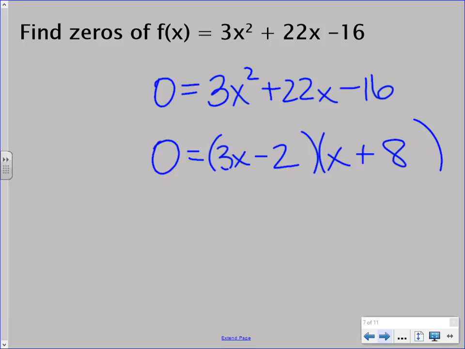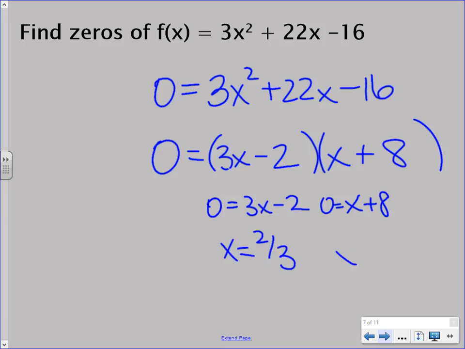So, we have 0 is 3x minus 2, and 0 is x plus 8. Set each factor equal to 0. x is 2/3. And x is negative 8. There are our zeros. If we have time at the end of class, I will show you how to do this on your graphing calculator, okay? But I need to squeeze in a couple more things before lunch, so we're going to keep going. All right?